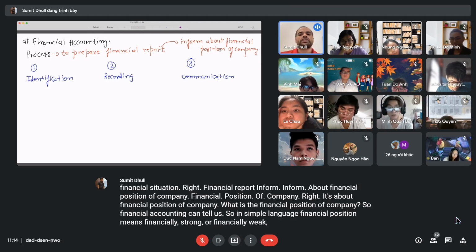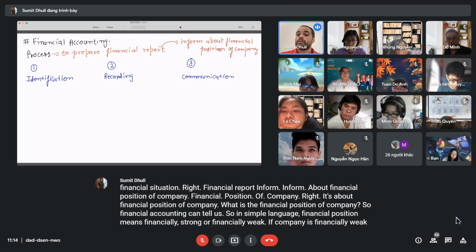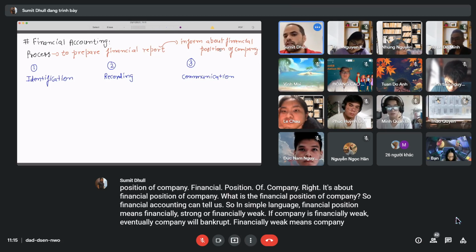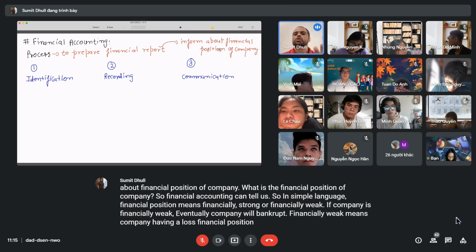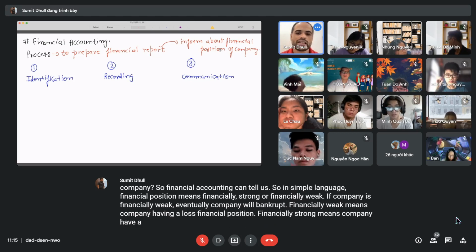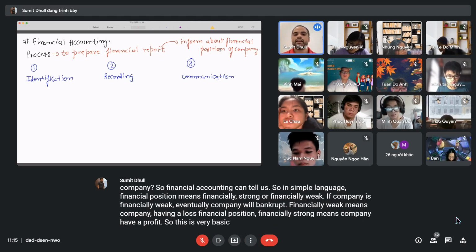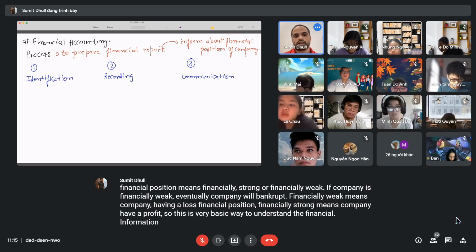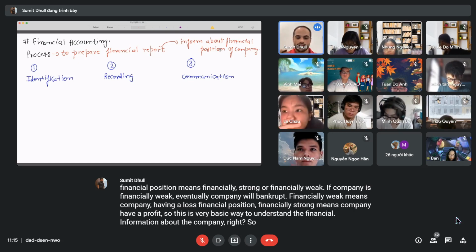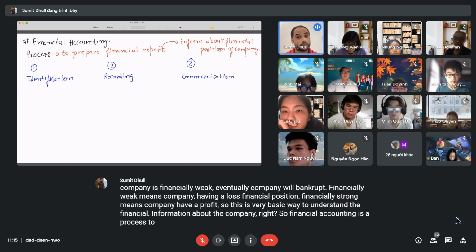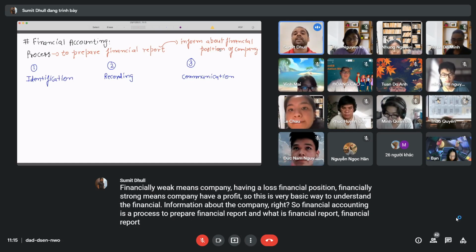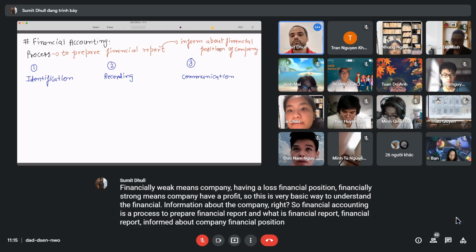If a company is financially weak, eventually the company will go bankrupt. Financially weak means the company is having a loss. Financially strong means the company has a profit. So this is a very basic way to understand the financial information about the company. All right. So financial accounting is a process to prepare a financial report. And what is a financial report? A financial report informs about the company's financial position. All right.